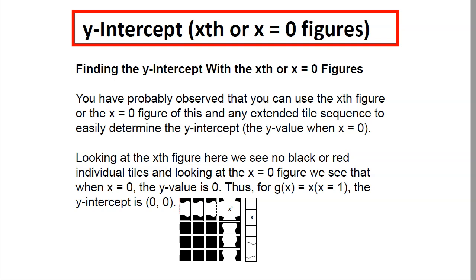To find the y-intercept, you have probably observed that you can use the x equals 0 figure of this and any extended tile sequence to easily determine the y-intercept. Looking at the x equals 0 figure, you can see here it's blank, with no individual black or red tiles. We see that when x equals 0, the y value is 0. Thus, for g of x, the y-intercept is (0, 0).